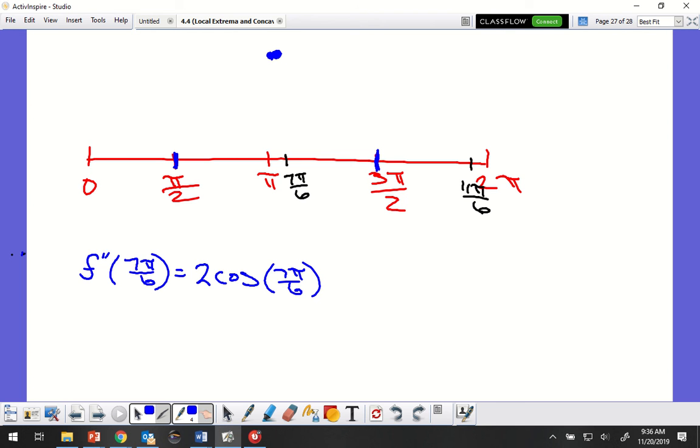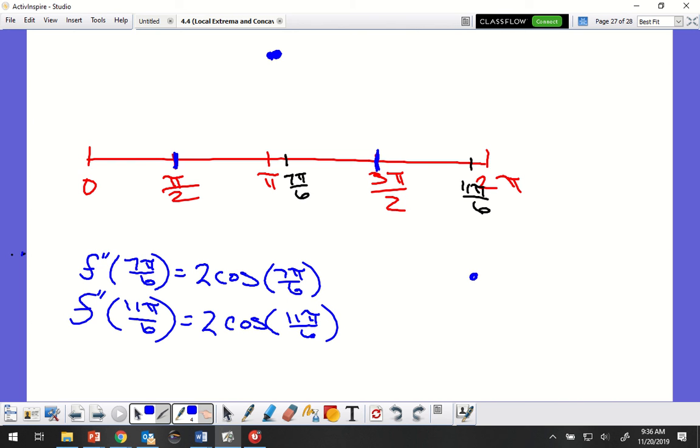All right, and let's do the other one. f double prime of 11 pi over 6 is going to give me 2 cosine of 11 pi over 6. So 11 pi over 6 is quadrant 4, which is going to give me a positive value. If it's positive, that means it's opening up, so it's going to be a minimum. Down here, I should have a minimum. And it's changing concavity at 3 pi over 2.